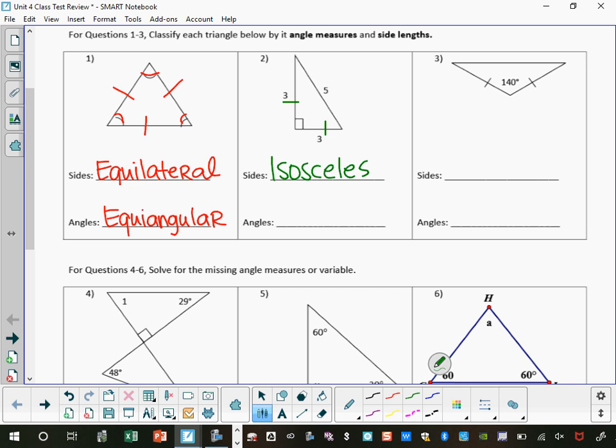Someone earlier asked if I take off for spelling. No, because you guys butchered this word isosceles. But now that you have your cheat sheet, you should be able to look at that and spell it correctly.